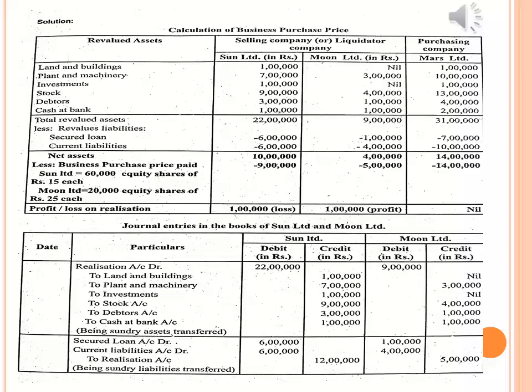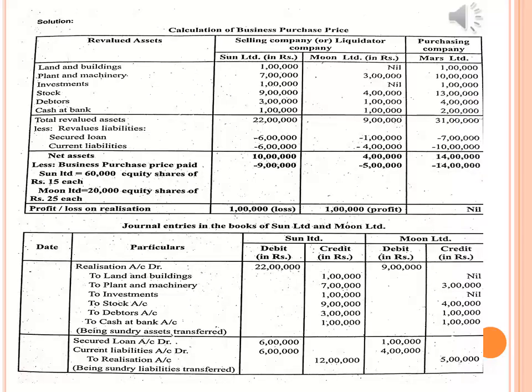Now we use what is given in the question: consider 25 rupees for Moon Limited and 15 rupees for Sun Limited. Sun Limited's 60,000 shares into 15 works out to 9 lakhs. In the same way, Moon Limited's 20,000 shares into 25 rupees gives you 5 lakh. Substituting that in the purchase consideration, 9 lakh plus 5 lakh gives you 14 lakh. The purchase consideration is now satisfied.